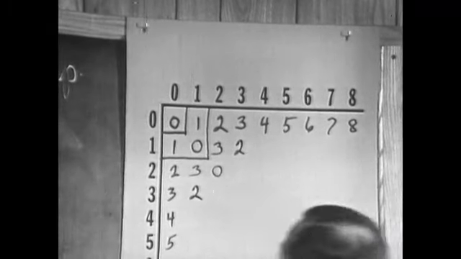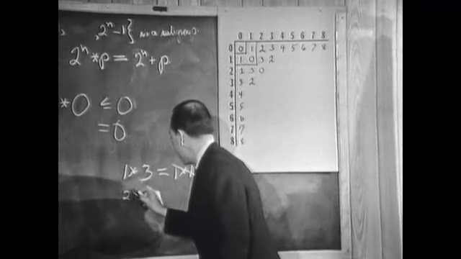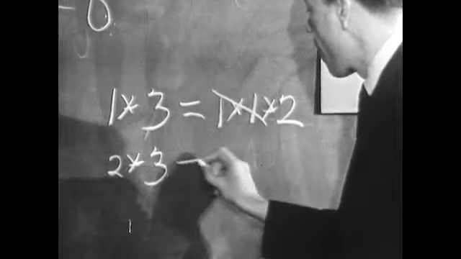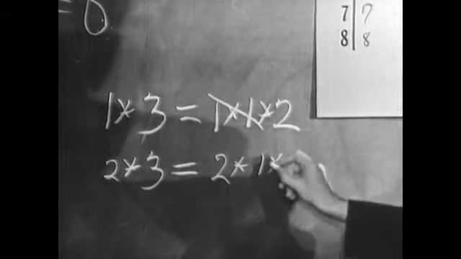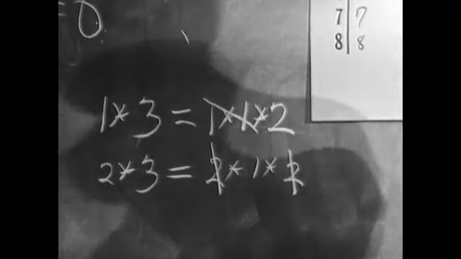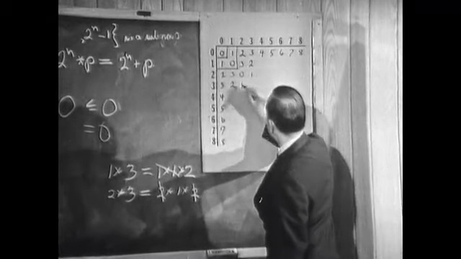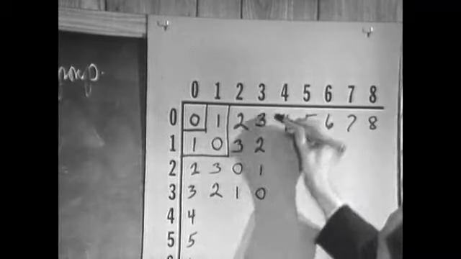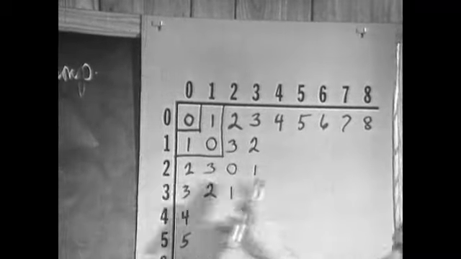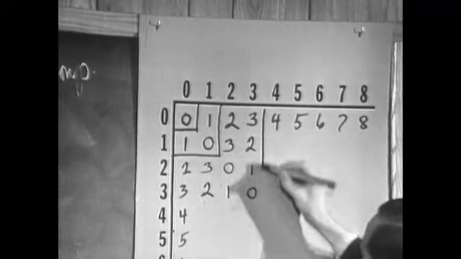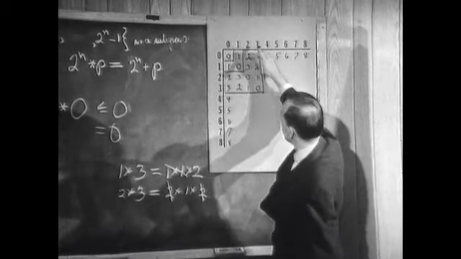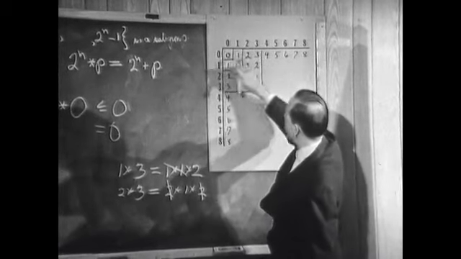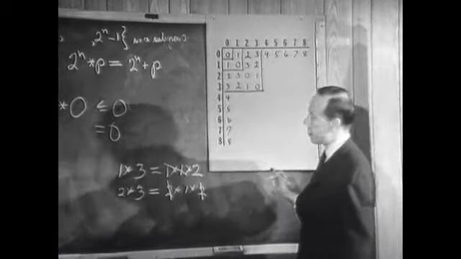And now I can do the same way. Let's look at 2 star 3. 2 star 3 is 2 star 1 star 2. It's commutative, gives me a 1 here. And this element's a 0. And now you see again we have every element appearing in these rows. So this is a subgroup, and we have along here 0 star 2 is 2, 1 star 2 is 3. It adds, in other words, in those cases.